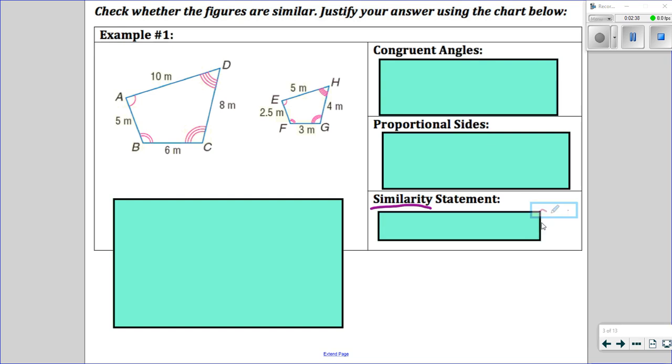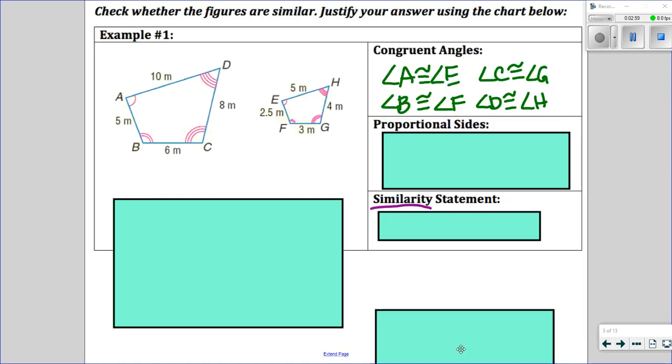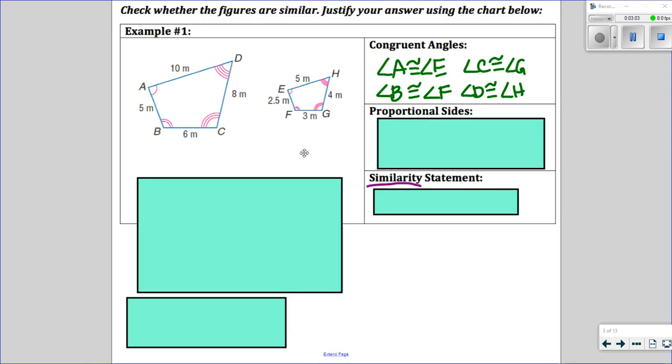Get the pen. So I'm going to look at AB versus EF because A is congruent to E. I can see B is congruent to F. D is congruent to H, and C is congruent to G based on their markings. So I could move this and put it over here and show what the angles are. All right, now I need to see if the sides are proportional.